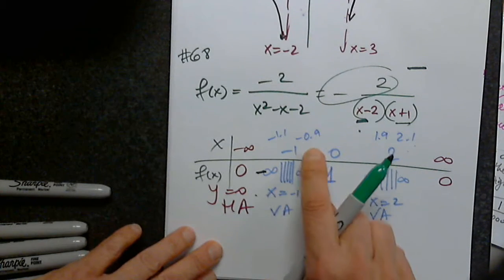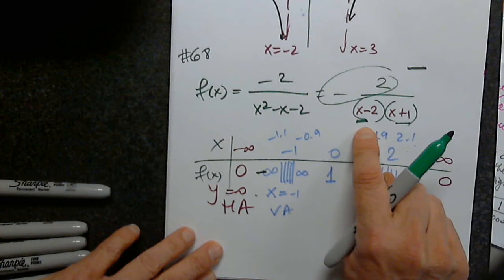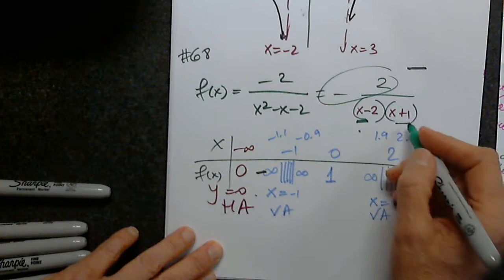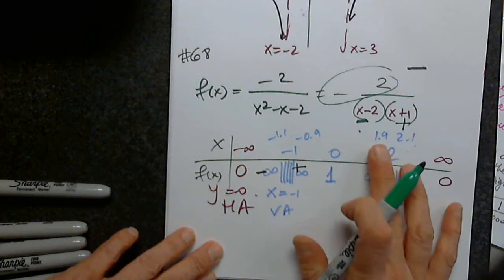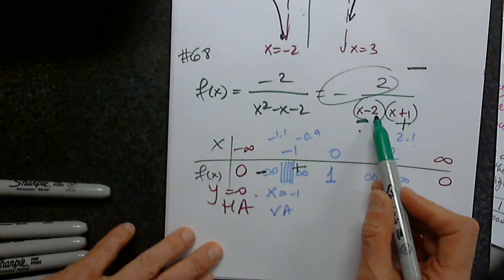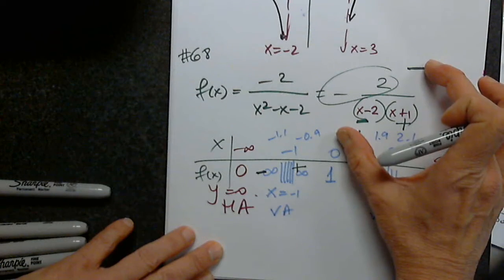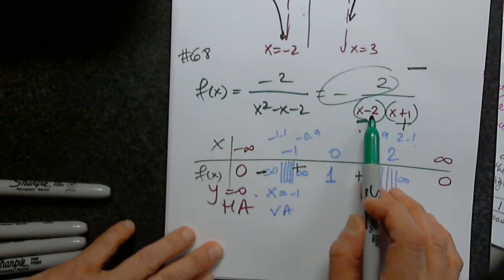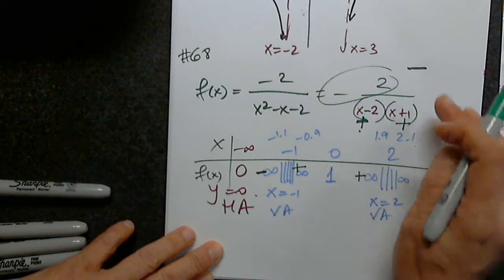Good. Negative 0.9. Negative 0.9 minus 2, but negative 0.9 plus 1 is positive. 2 negatives. 1.9. 1.9 minus 2, 1.9 plus 1. 2 negatives. Last one. 2.1 minus 2, positive, and positive and 1 negative.